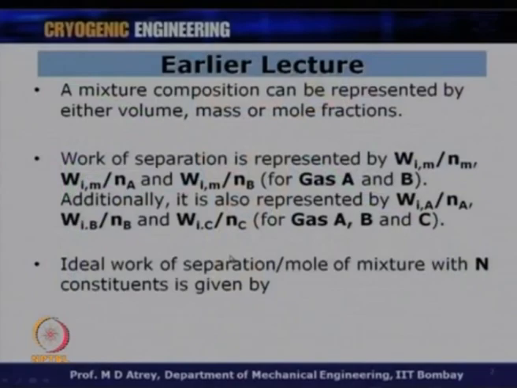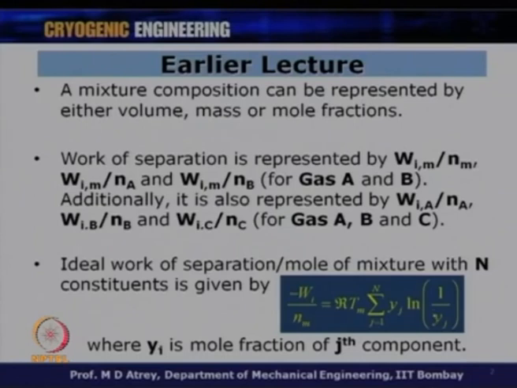The ideal work of separation per mole of mixture with n constituents is given by this formula. So, we had studied the derivation of this formula. At the same time, we solved some problems to understand the relevance or significance of this formula in order to get ideal work of separation per mole of mixture, per mole of gas A, per mole of gas B or per mole of gas C. So, it is W/RT equals summation j = 1 to n of Yj log(1/Yj). This is the ideal work of separation per mole of mixture, where Yj is the mole fraction of the jth component. This is what we studied last time.